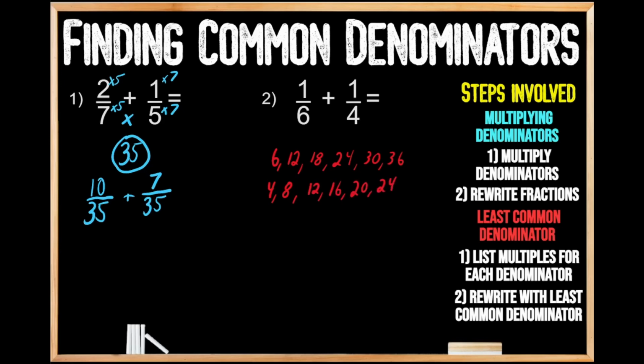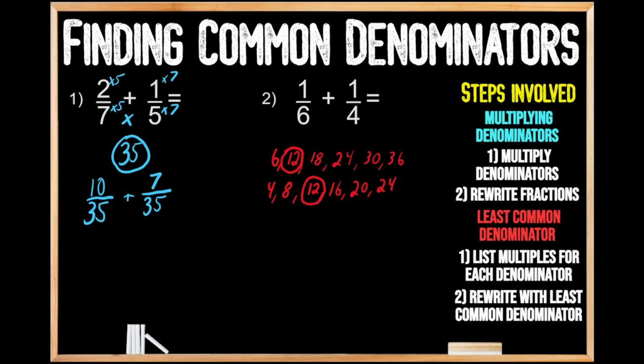Now we're looking for the least common multiple. So we can see here that we have two different multiples that are the same. We have 12 and 24 are both multiples of 6 and 4. But we're looking for the least common multiple here. So we can see here that 12 is the least common multiple. So our least common denominator is going to be 12.